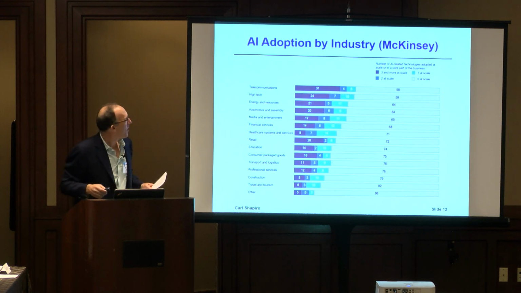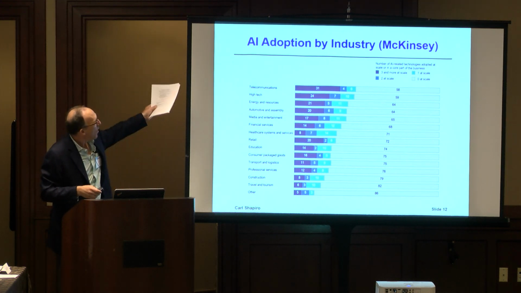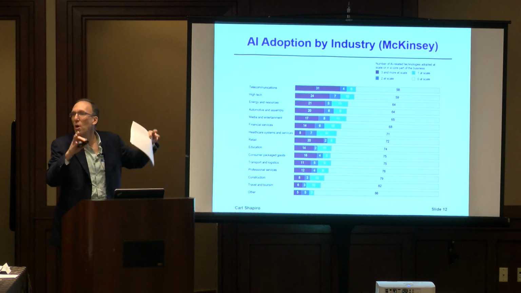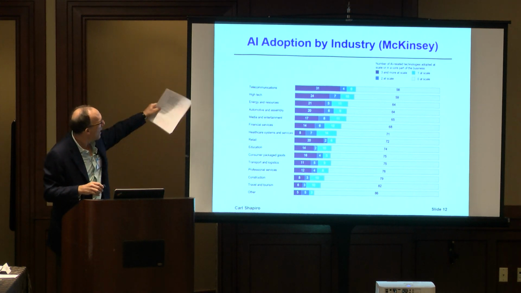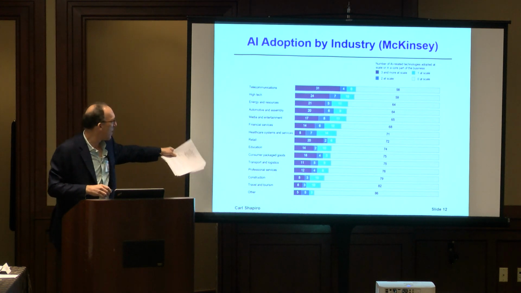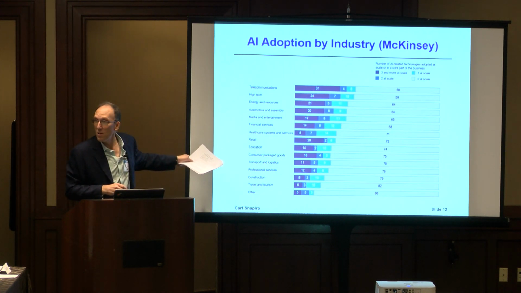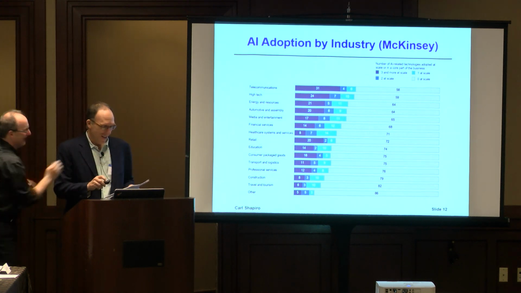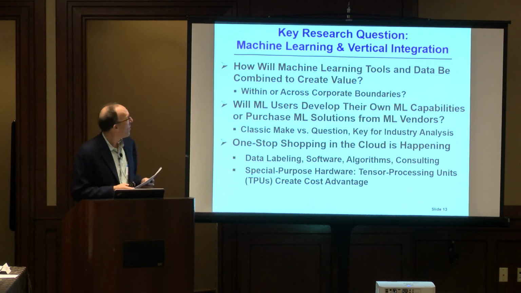I doubt you'll be able to read this, but they have data on this by sector. So the top ones here in terms of how many AI components they have adopted in their organization is higher in telecommunications, high tech, energy, and it's lower in somewhat more fragmented industries. Maybe consumer goods here, construction, professional services. Okay. All right.